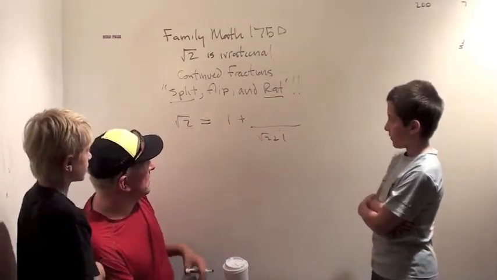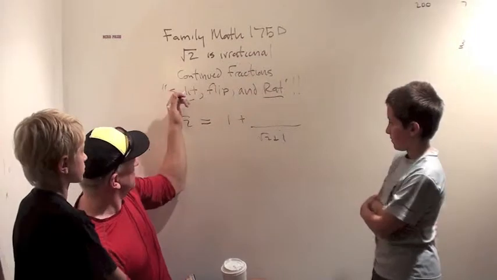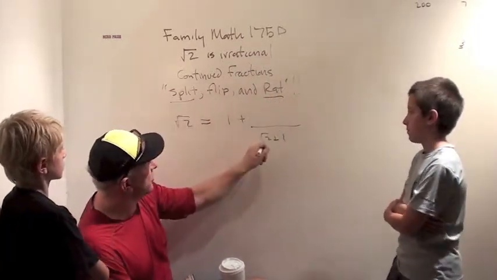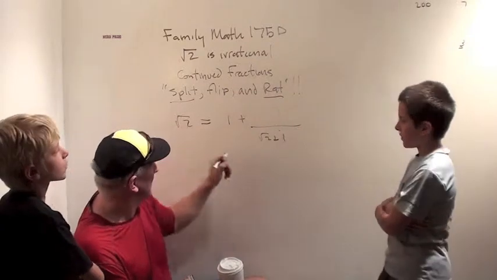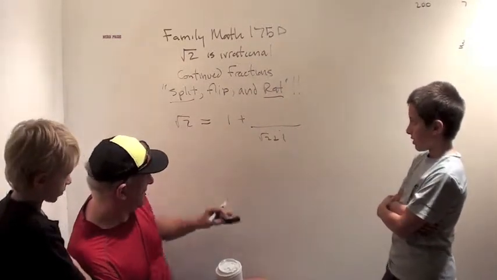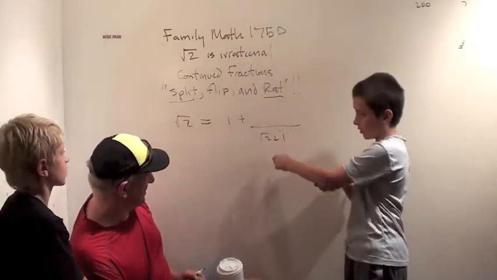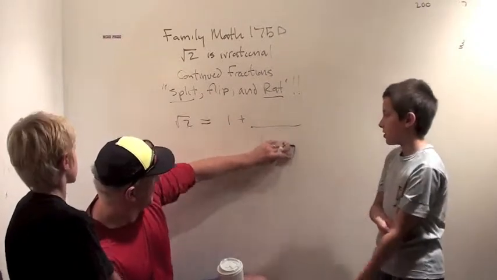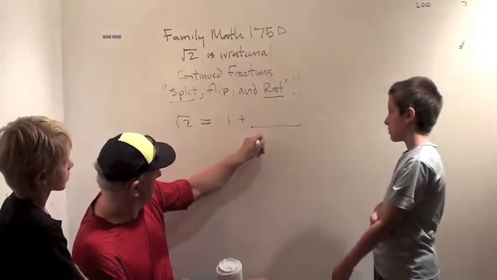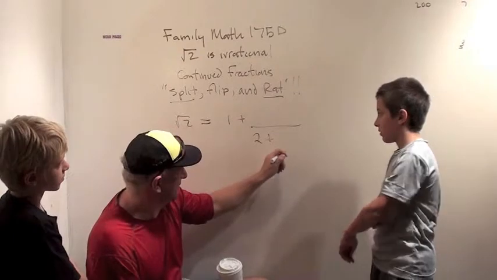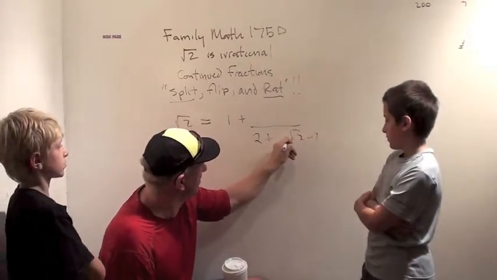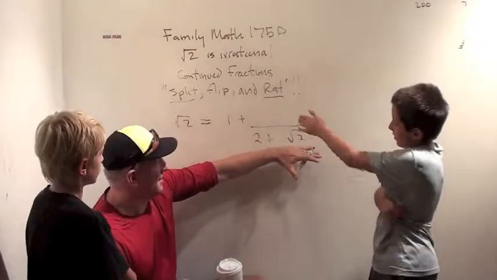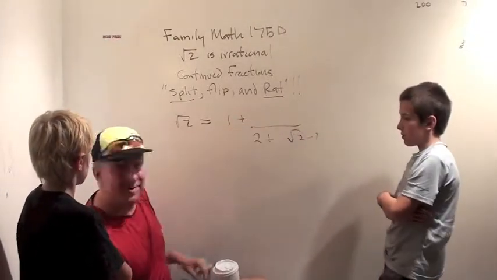Okay, now I go back: split, flip, and wrap. Now split, square root of 2 plus 1, what does that turn into? What is the integer part of that? It's 2, because you have the 1 from the square root of 2 plus this one. So 2 plus the square root of 2 minus 1. Where have we seen the square root of 2 minus 1 before? Up here. Remember that?